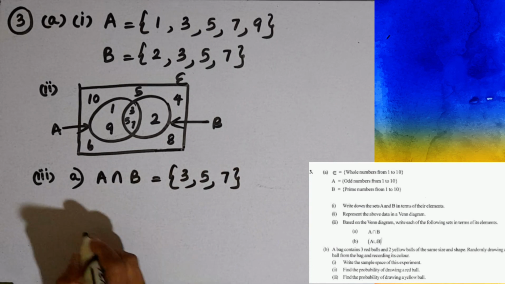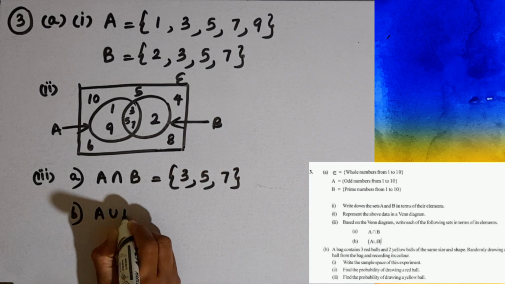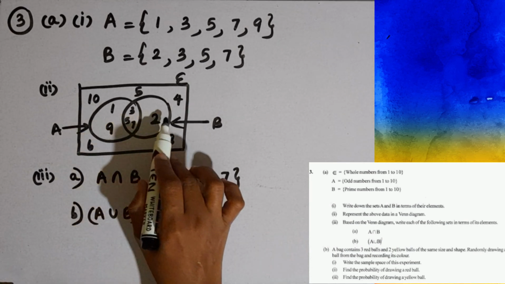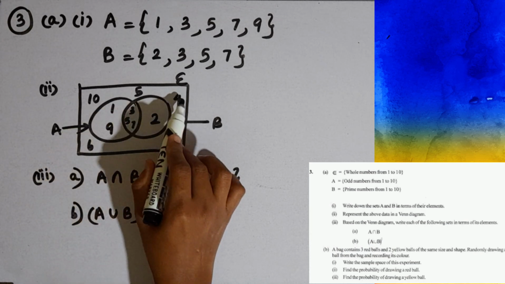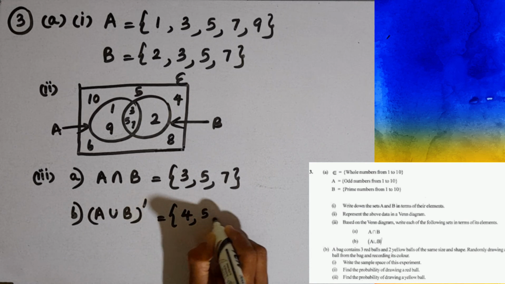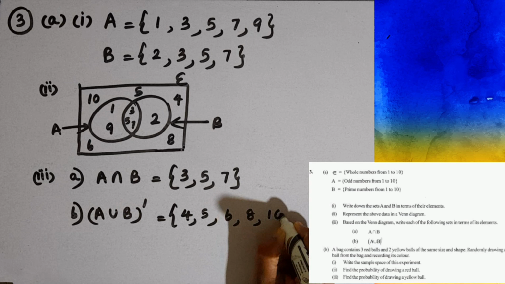Then the other one, A union B dash. A union B is this one. So dash means outside the circle. Outside the circle we have 4, 6, 8, 10.